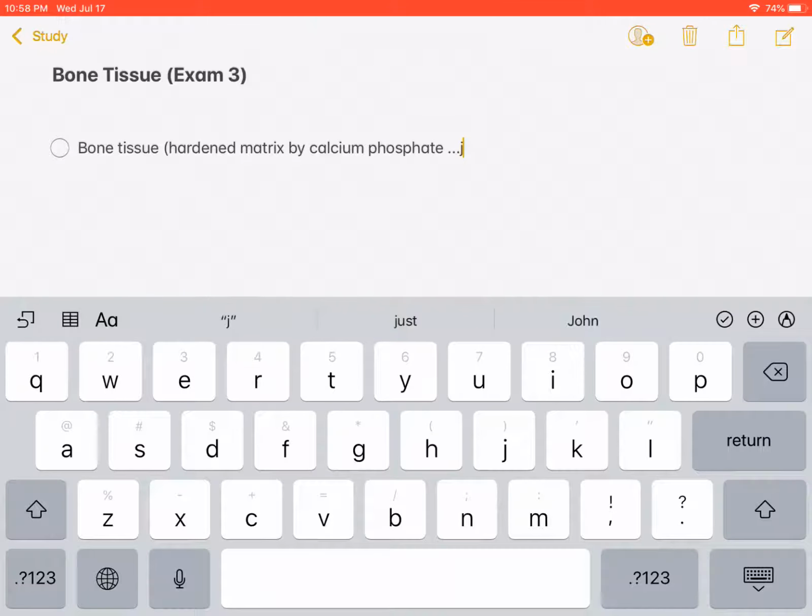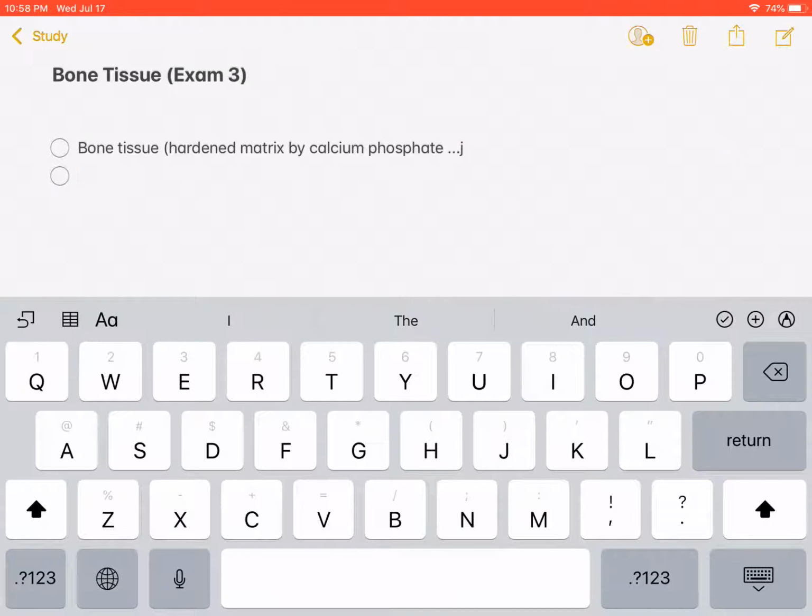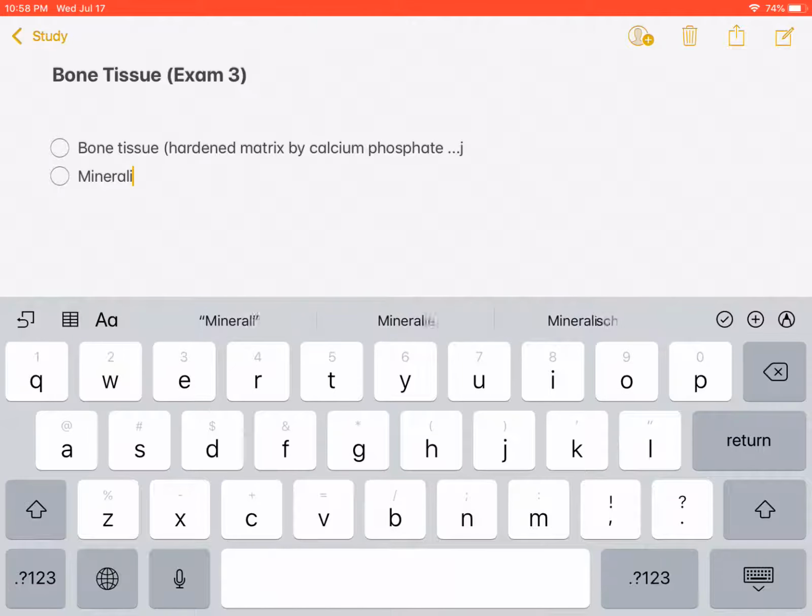Okay, the second one I would say is mineralization. Now, mineralization, that is the calcification or the hardening process. Okay, so that's also called calcification or hardening.